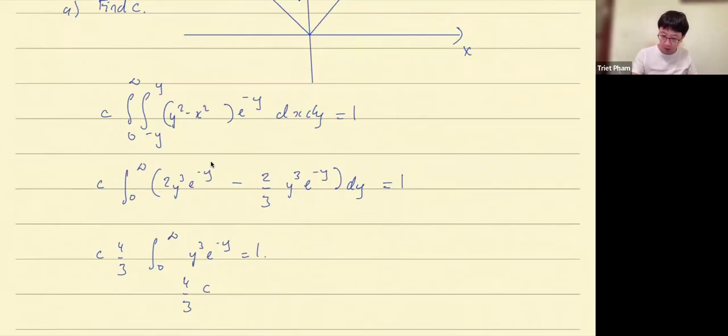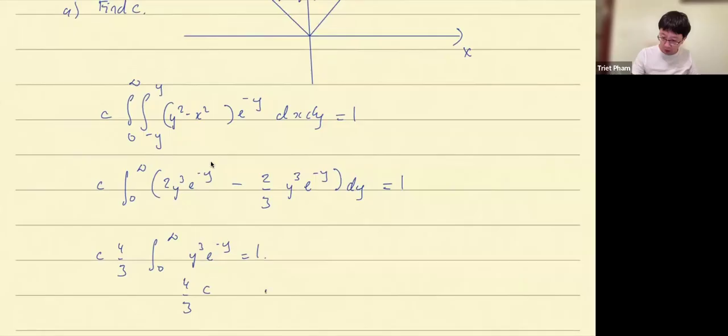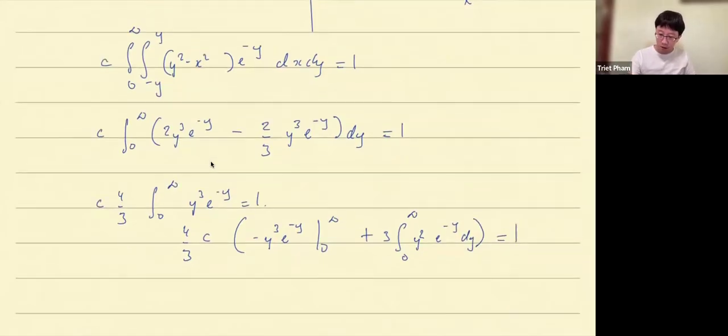So y cubed times minus e to minus y, plus the integral of 3y squared e to minus y dy. This is 0, so we can ignore it. This, we don't have to do further integration. We know the answer is 2.